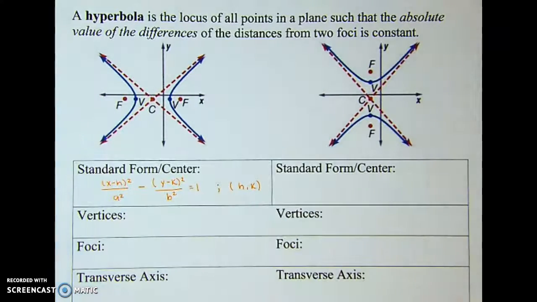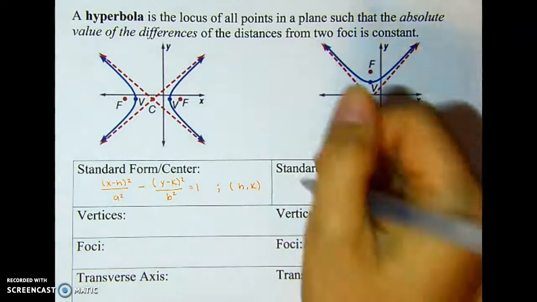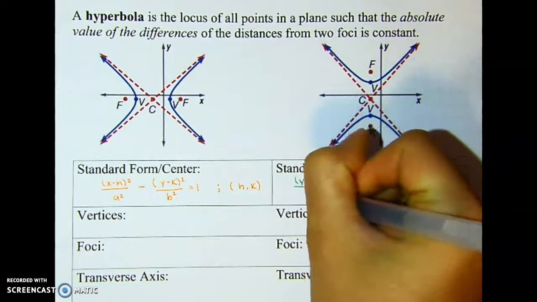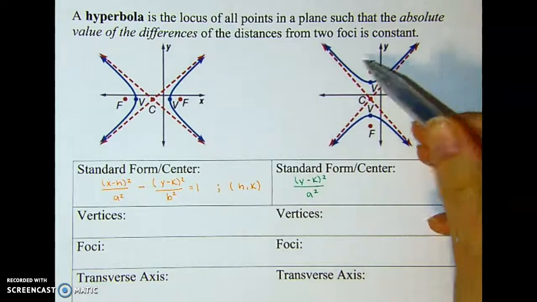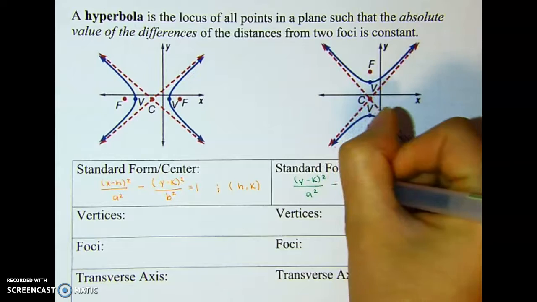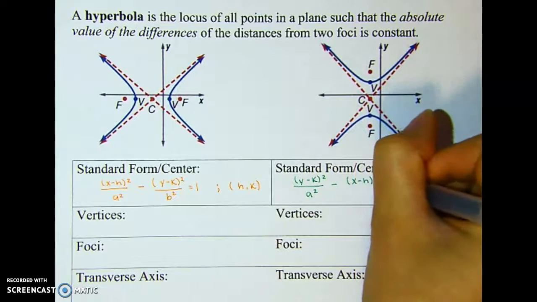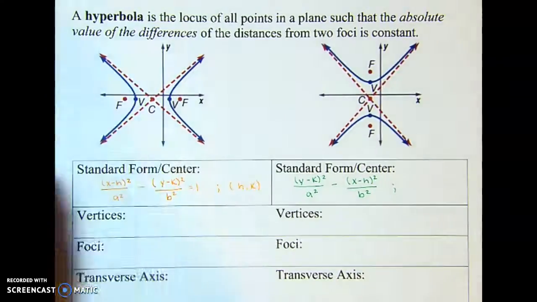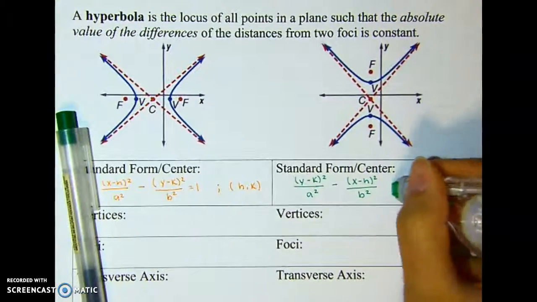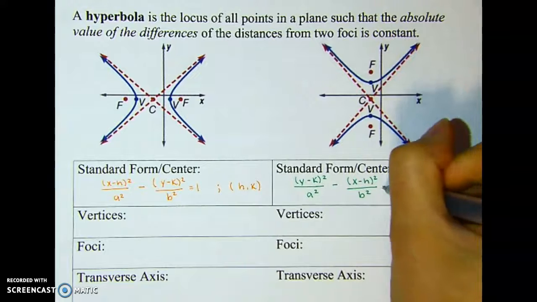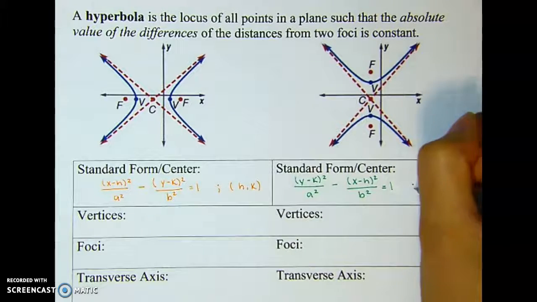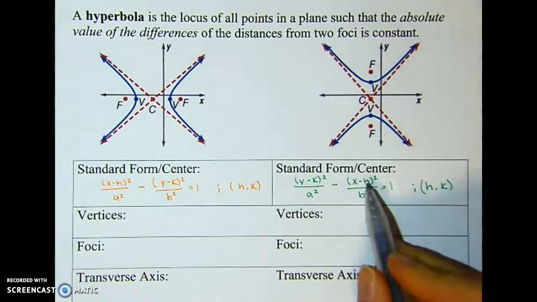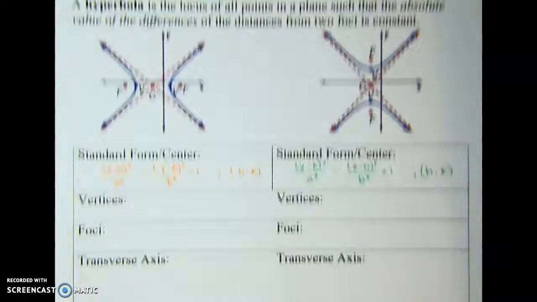So then for the other equation, very similar, except we will have (y minus k) squared over a squared. So if it's facing this direction, minus (x minus h) squared over b squared equals 1. And then we have the center at (h, k) again. And then just be careful because h is always going to be that x value, k with the y.